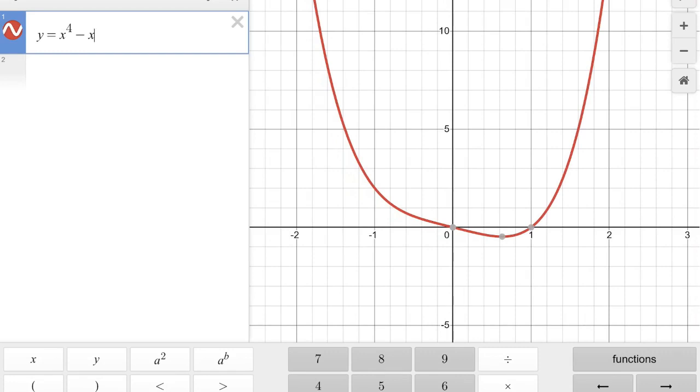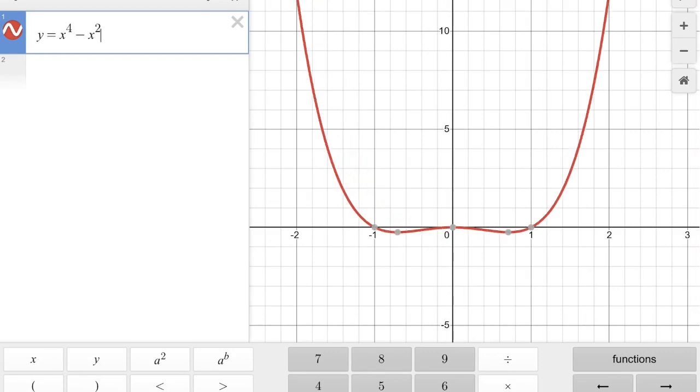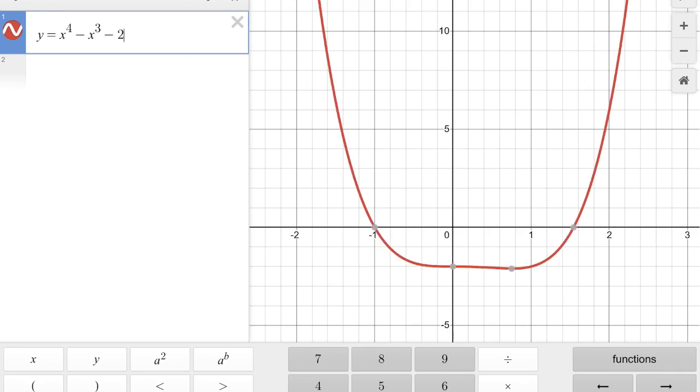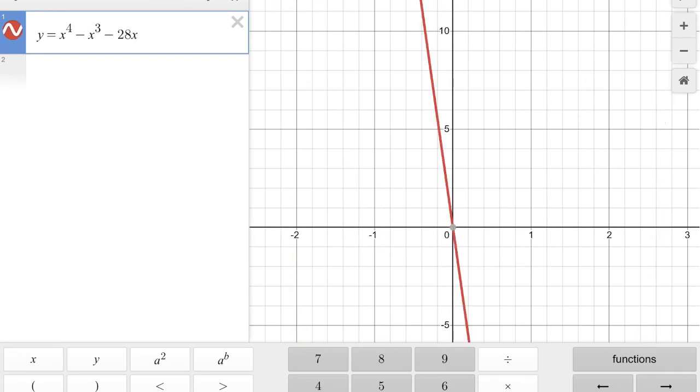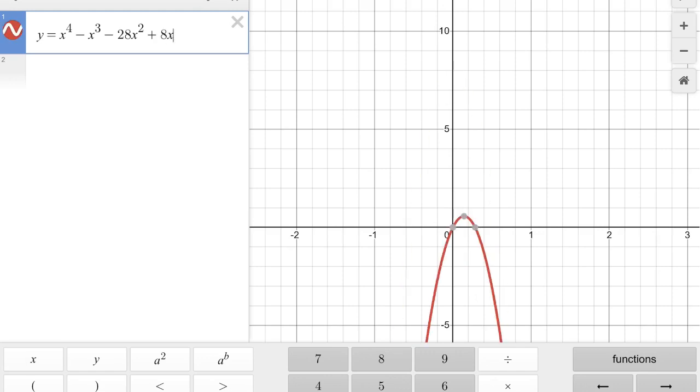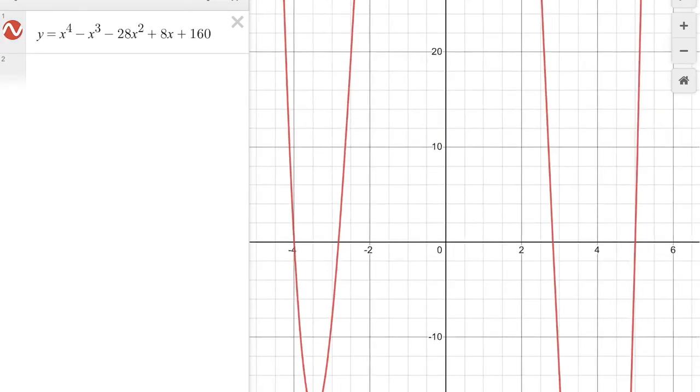So we're typing the polynomial into Desmos. Remember, when I do this on the iPad, I actually can't type these exponents in without cheating a little bit with the keyboard. So I'm typing in x to the 4th minus x cubed minus 28x squared. Keep going here, plus 8x. You can type this in also, and then eventually plus 160. So just double checking that I typed all that in right.